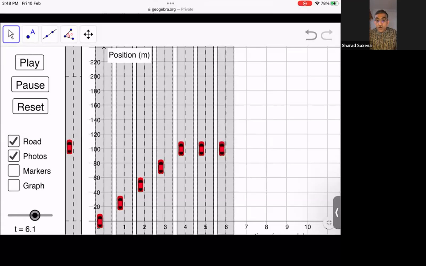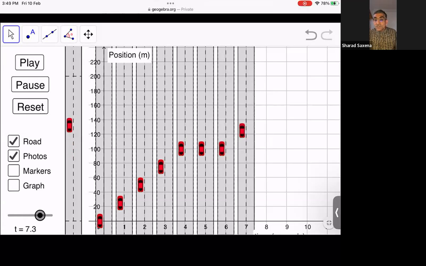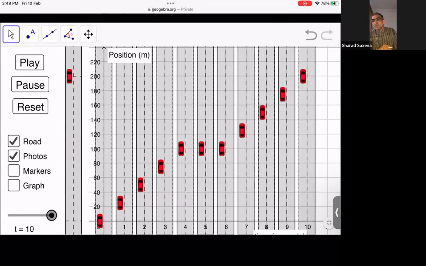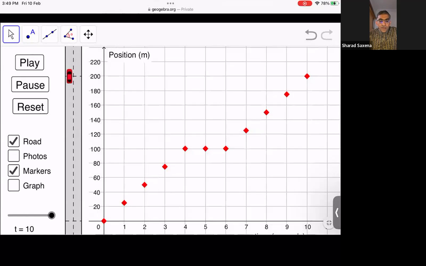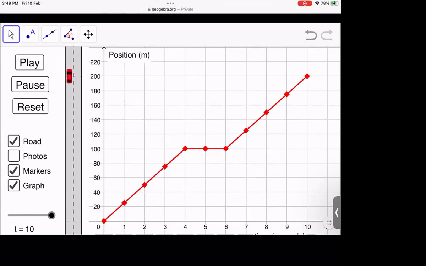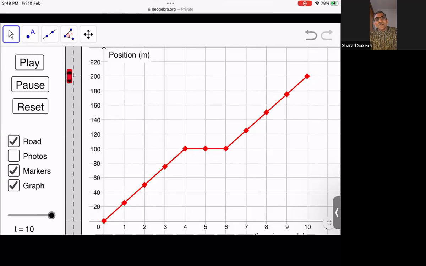6th second, still not moved. The car is standing. I move further. 7th second, oh, it started moving after stopping for a while. The car has started moving, and up to 10 seconds, it kept on moving. So this is what it is. Simple. Now I go and put markers over there. Some markers have come, red dots. I remove the photos and I connect the graph. What do I get? A time distance graph. Everybody will understand.